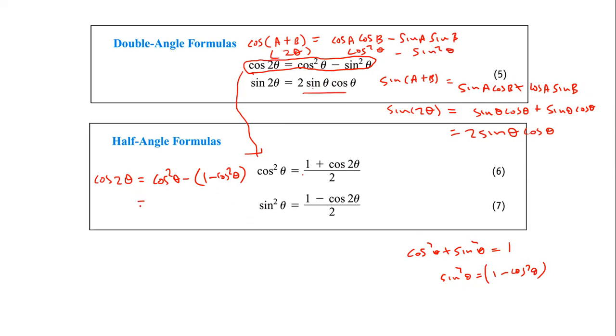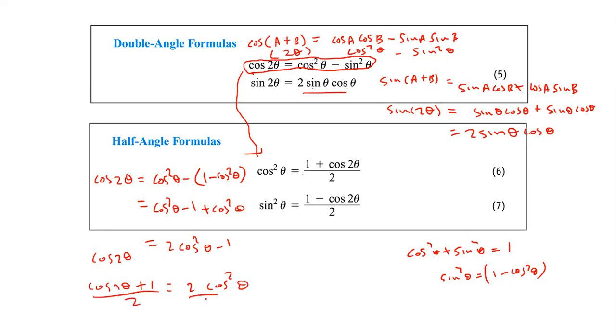So now we come over here. We have cosine square theta minus 1 and then plus cosine square theta, right? And this is going to be equal to what? 2 cosine square theta minus 1. And this is equal to cosine 2 theta, right? Now take the one on the other side. It will be cosine 2 theta plus 1 equal to 2 cosine square theta, right? Divide by 2 both sides. You have cosine square theta equal to cosine 2 theta plus 1 divided by 2, which is this one.